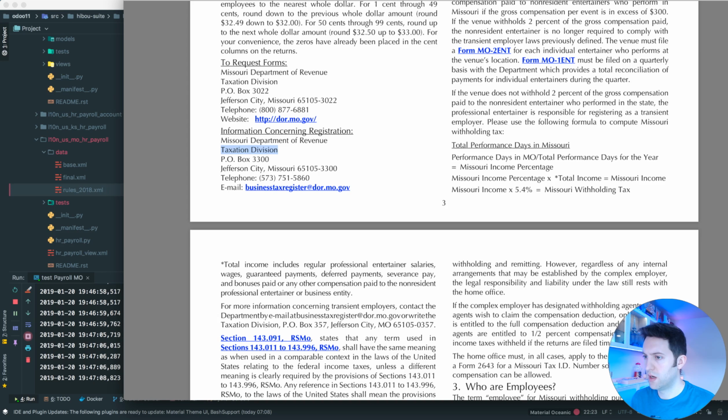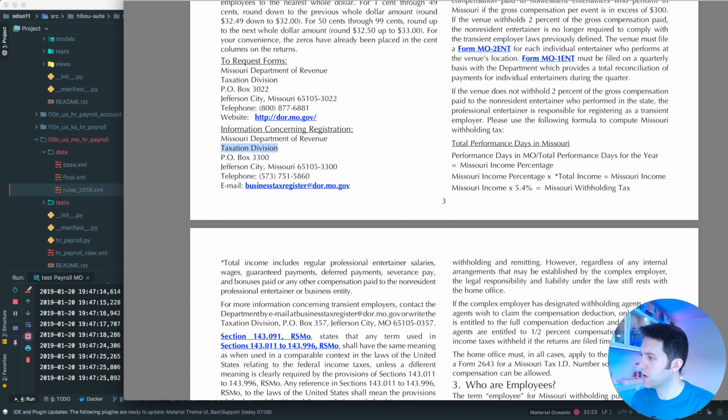Okay, so performance days for the year equals Missouri income percentage. So income percentage times the total income equals Missouri income. Missouri income times 5.4% equals Missouri withholding tax. And that's down from 6% from 2018. Okay, so far that's the same. So then we say Missouri income percentage times total income equals Missouri income. Okay, Missouri income times percent equals Missouri withholding, and my trackpad's dead.